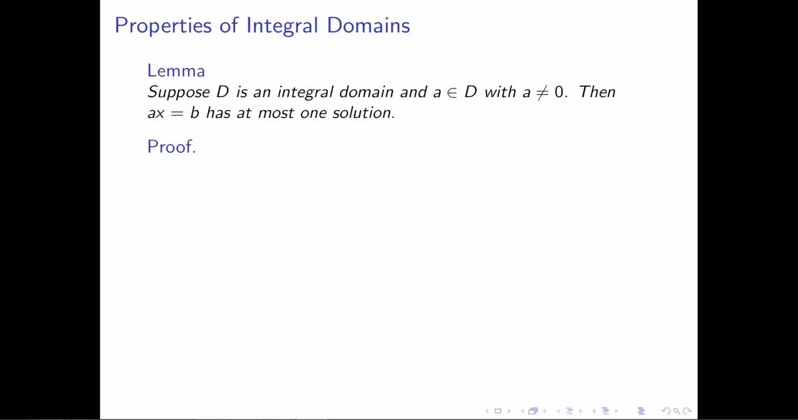Let's do one more property of integral domains here. So let's get another way in which integral domains behave nicely. One of the properties that failed in general for rings is that we saw linear equations could have more than one solution in rings. Let's prove that if D is an integral domain, and A is a non-zero element of that integral domain, then the equation AX is equal to B has at most one solution.